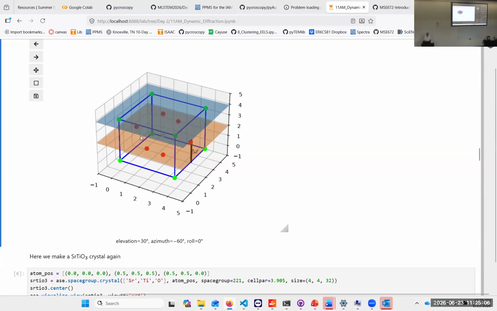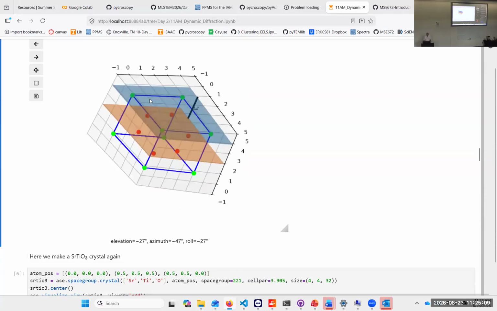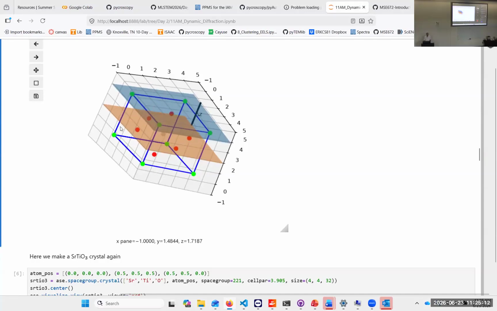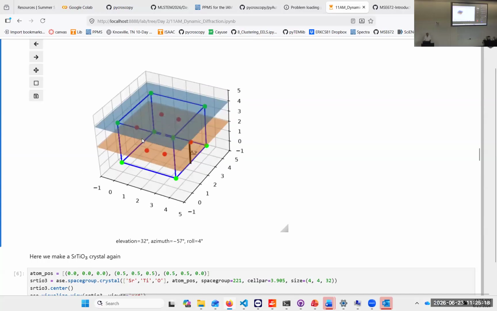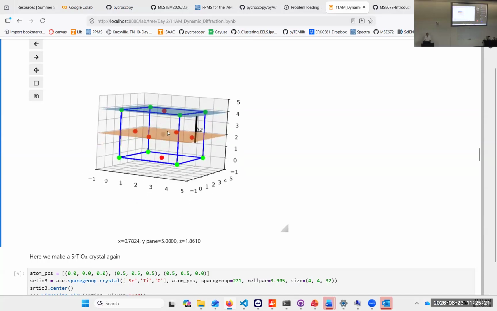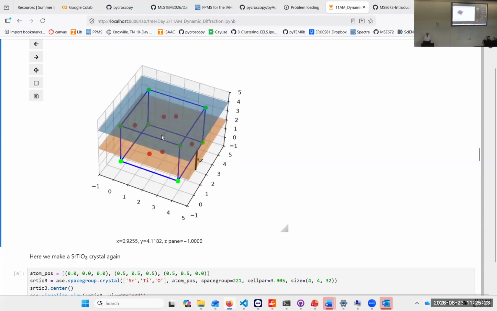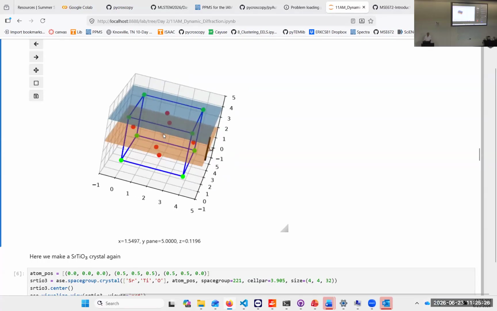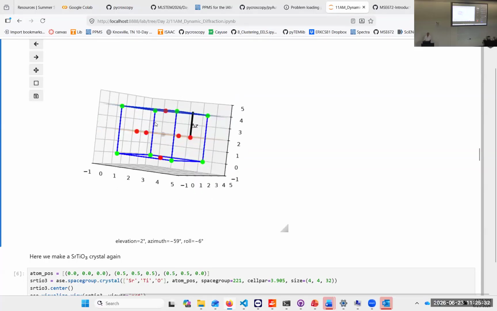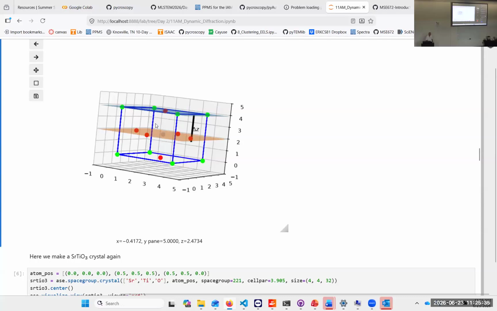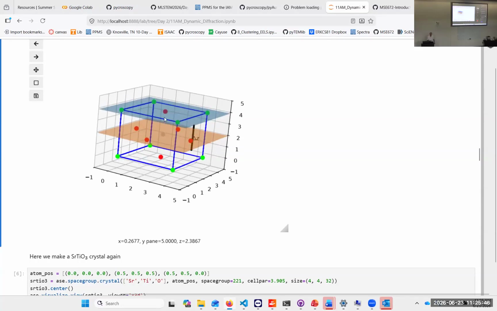So we have here strontium titanate. The strontium sits on the corners of this cube. We have titanium sitting in the center of that cube, and the oxygen sits on the faces, okay? And what we do is we now make slices even of this unit cell. We have one slice in the titanium oxygen plane, that is the orange one, and the strontium oxygen one, that is the blue one.